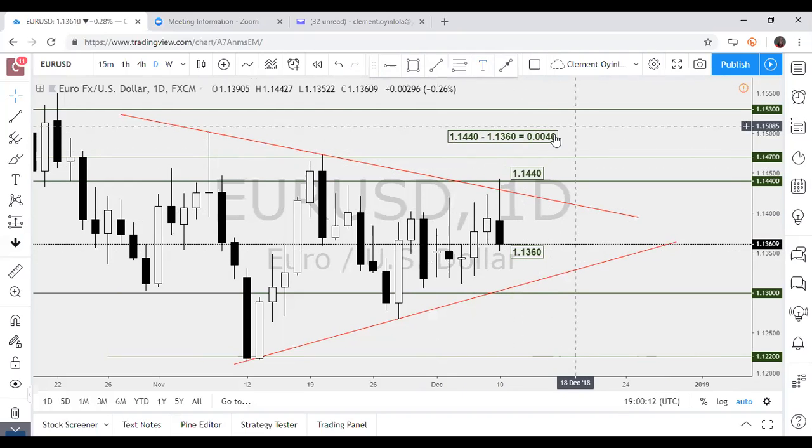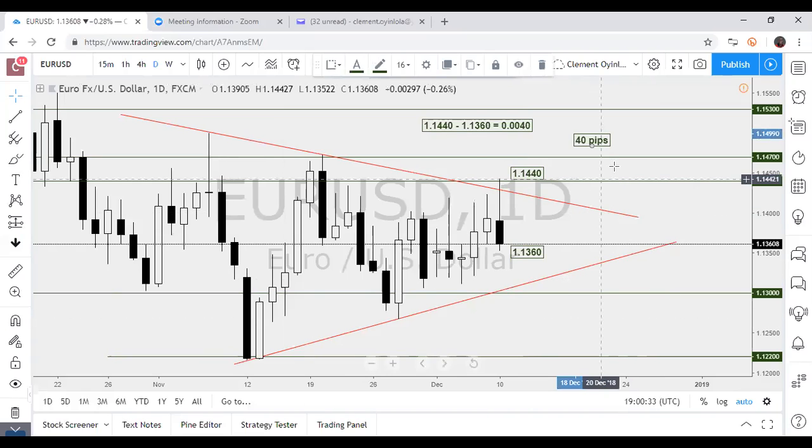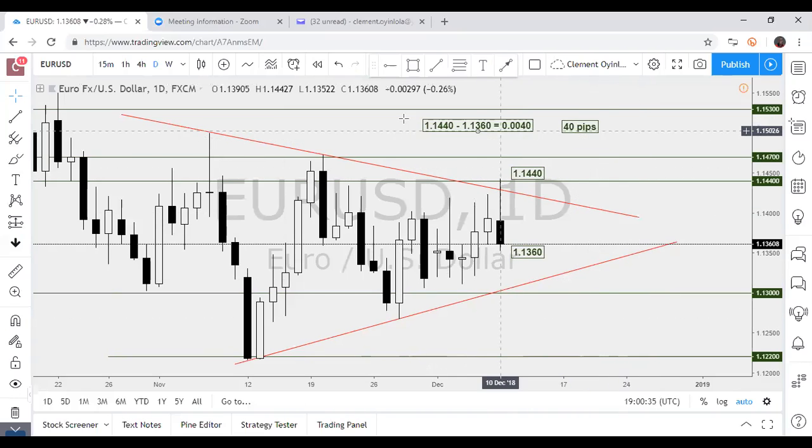A pip is the fourth decimal. That's why we have this in 4 decimal places. So that simply means that this 0.0040 in essence means 40 pips. After you've calculated the difference and you have 0.004, that simply means you have 40 pips. The last two to the fourth decimal.